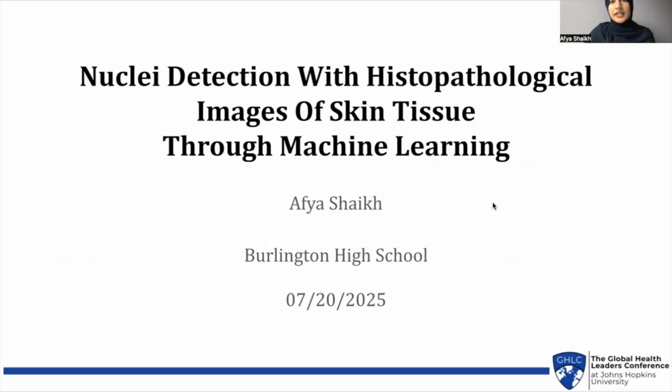Hi, my name is Afya Shaikh, and I'm going to present my project called Nuclei Detection with Histopathological Images of Skin Tissue through Machine Learning.